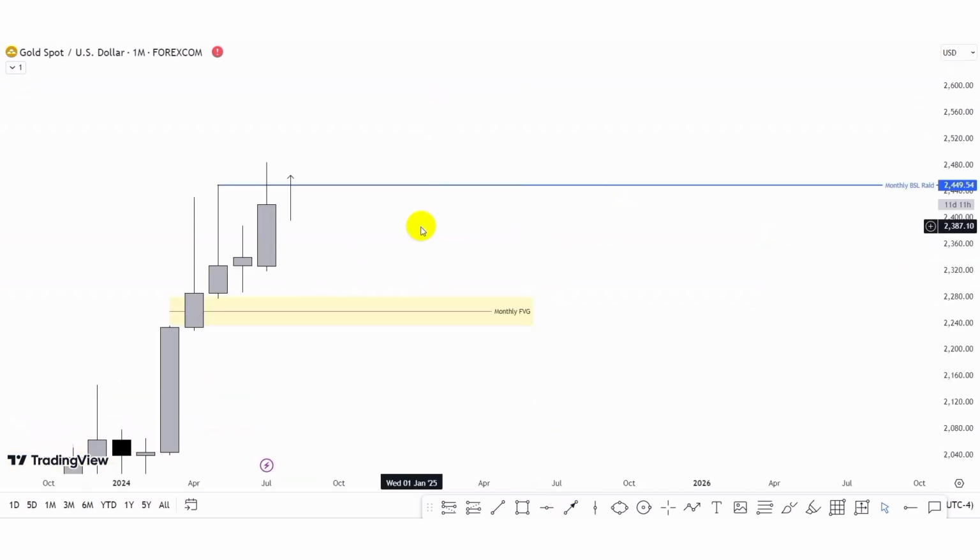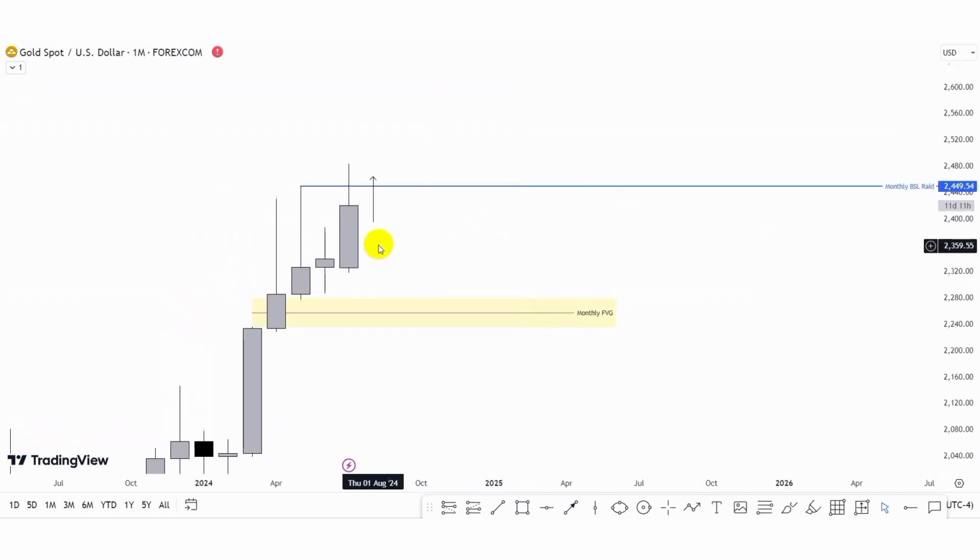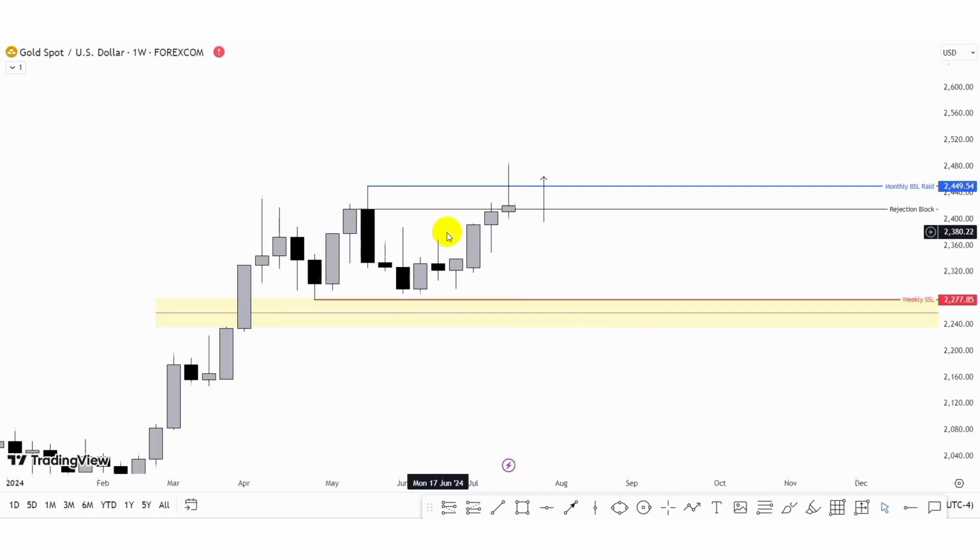So here's the gold pair, and this is actually the monthly time frame. I told us to anticipate to see price take out this buy side liquidity. So we're anticipating the buy side liquidity raid, and then the close of price to the downside. So guys, let's go to the weekly time frame. So this is the weekly time frame.